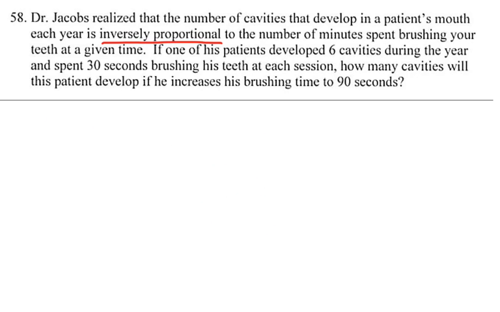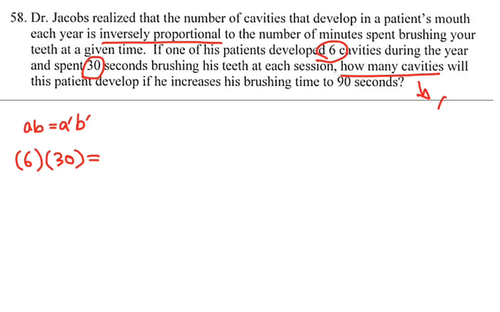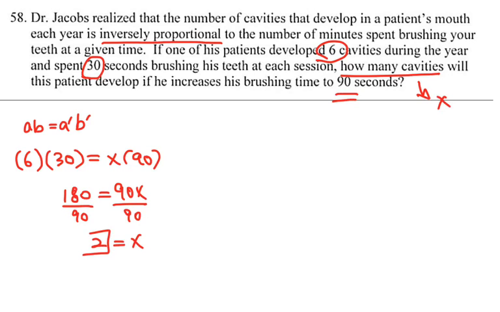Alright, let's look at number 58. So the first set of words which you have to underline will be inversely proportional. When they say inversely proportional, that means products are equal to each other, unlike the fraction. So then here we have A times B is equal to A prime times B prime. So first condition, values from the first condition are 6 and 30 seconds. Once you multiply them, it should be equal to the second condition, which is the value of x, and then 90. So as we divide each side by 90, you can see that the value of x would be equal to 2.